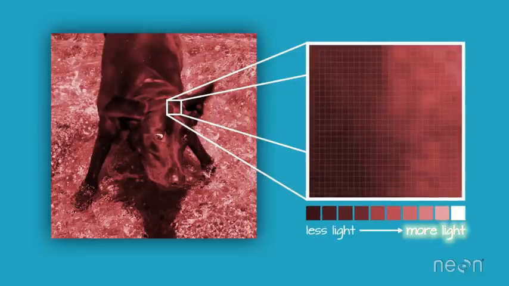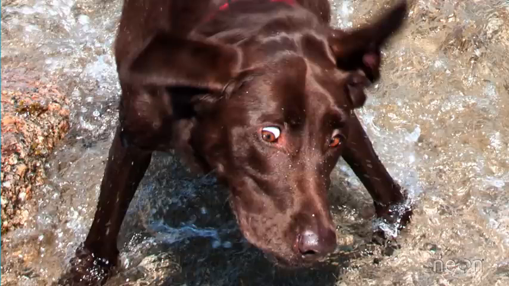Brighter pixels mean that more light was reflected by objects in the image and recorded by the camera in the red part of the electromagnetic spectrum. The darker parts are areas where less light was recorded. When we combine the red, green, and blue bands together, we get an image that looks similar to what we see through the camera lens.